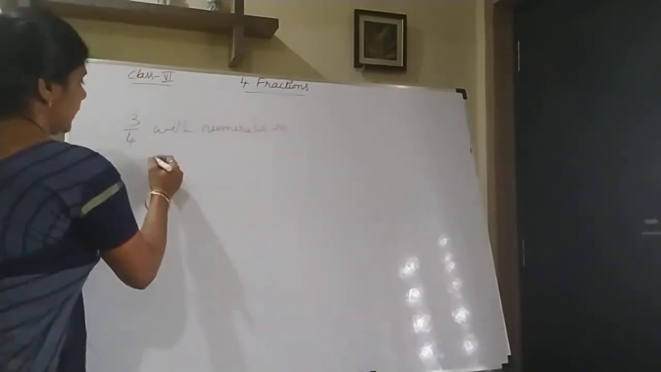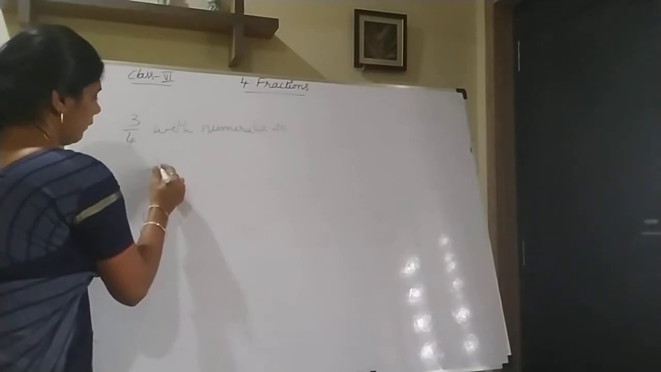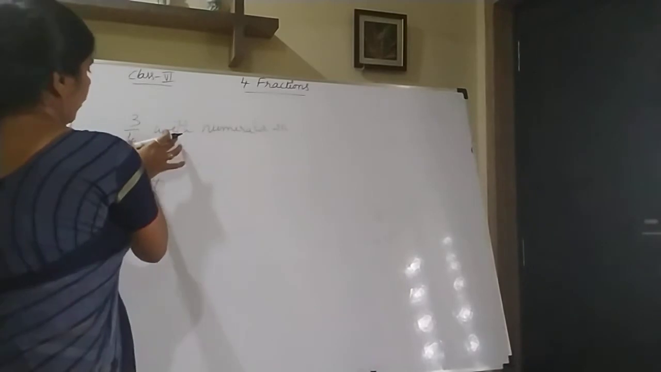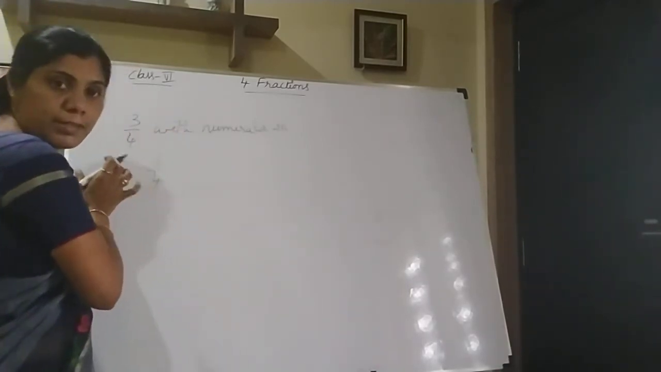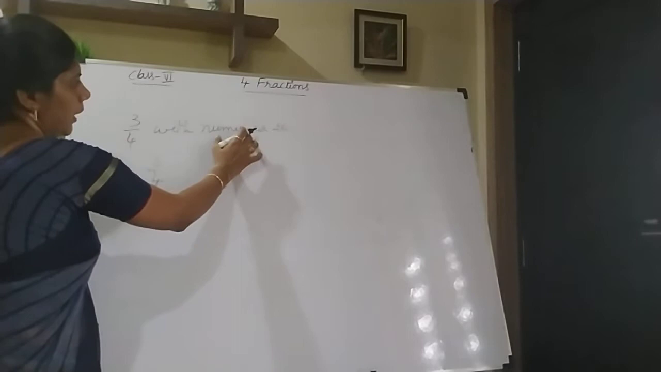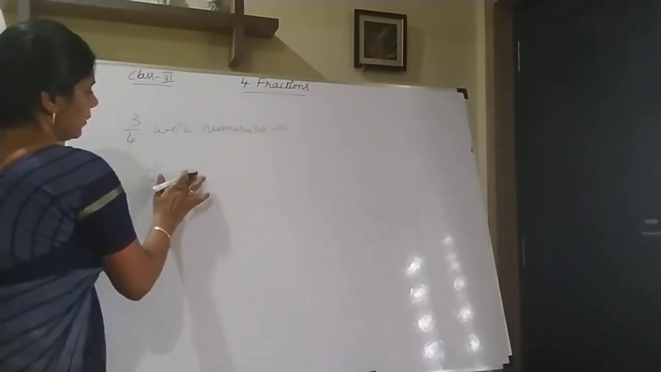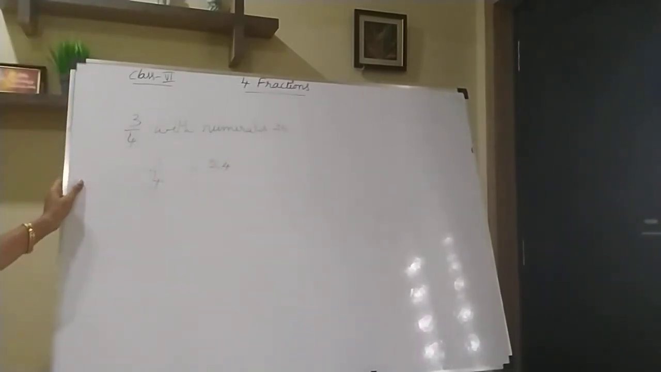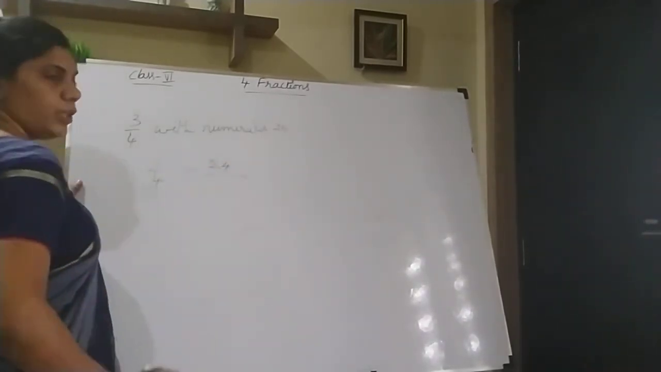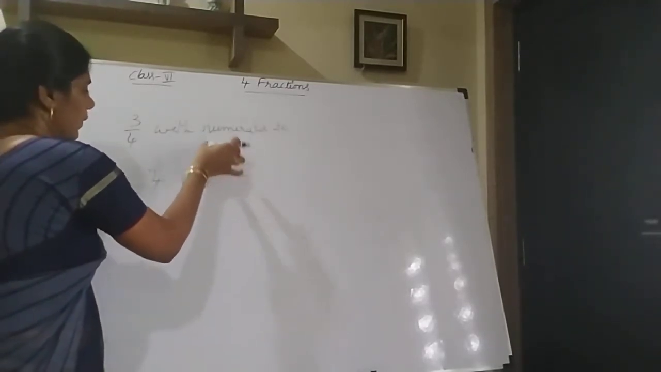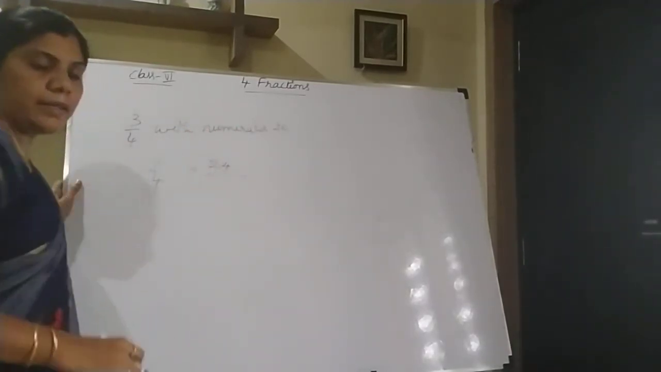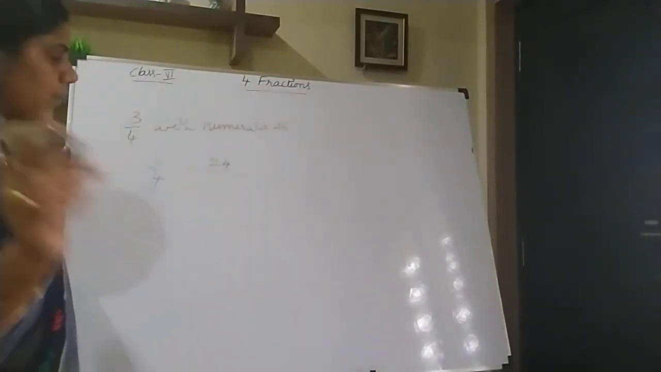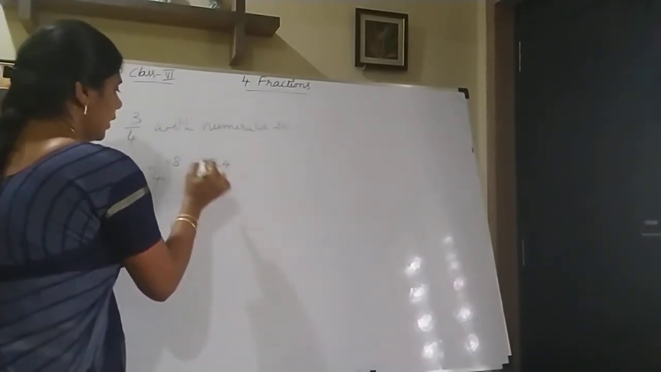How to get this one? See, what have they given? The given fraction is 3 by 4. So what we have to do? We have to find an equivalent fraction for this one. Already they have given that the numerator should be 24. This 24, you have to check. This 24 comes in the 3 table. How many times will you get this 24? That means 3 8s are 24, right? 3 8s are 24. So if you multiply with 8, you will get 24 here.